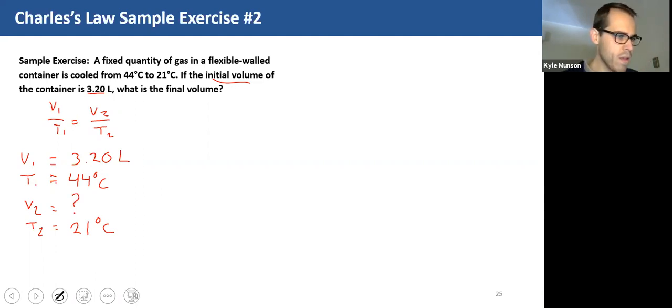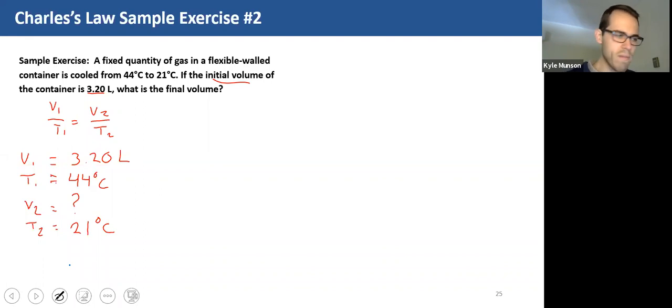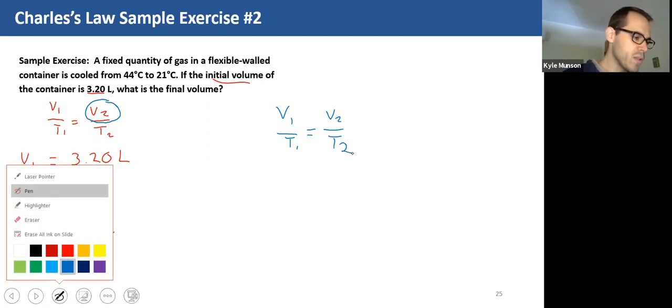Okay, so there's a few things that we need to do. First, if we look at this equation, we need to get V2 by itself. We need to get the variable V2 by itself in the equation so we can solve for V2. So I'm going to write this a little bit bigger over on the side. V1/T1 is equal to V2/T2. I'm going to cross multiply.